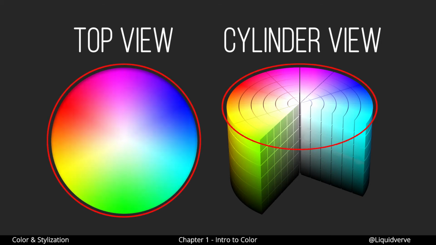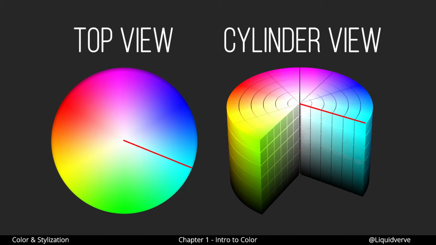The hue goes around the circle, from red to blue to green and back to red. The saturation goes towards the inside of the circle, so more saturation towards the outside and less towards the inside. And the luminance is raised and lowered based on the cylinder height. Higher is brighter and lower is darker.